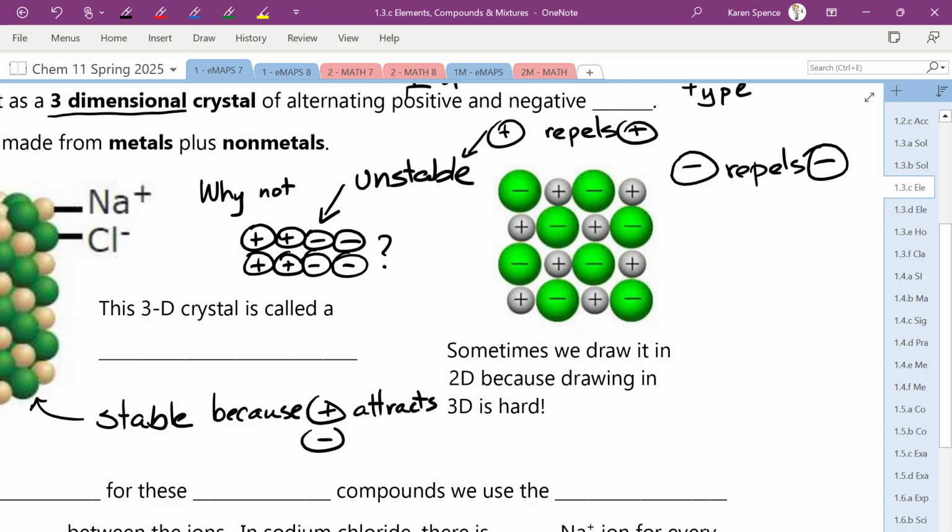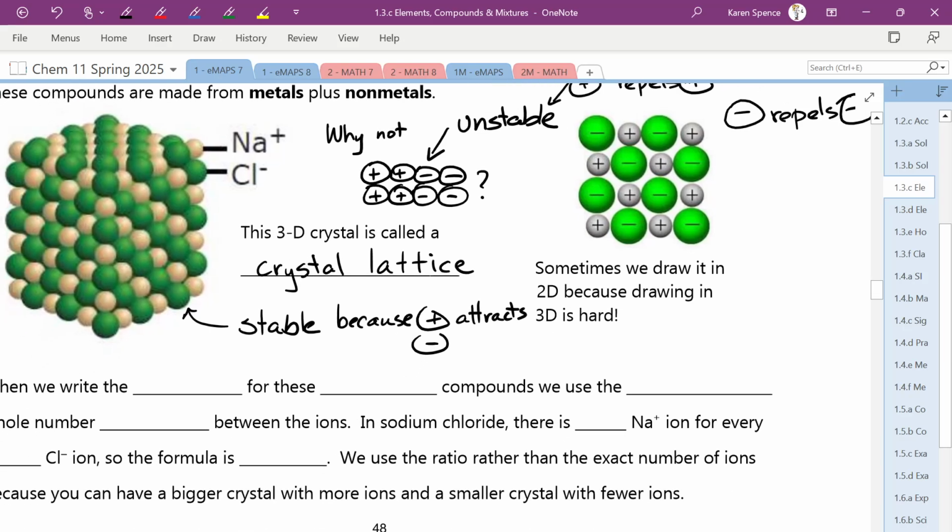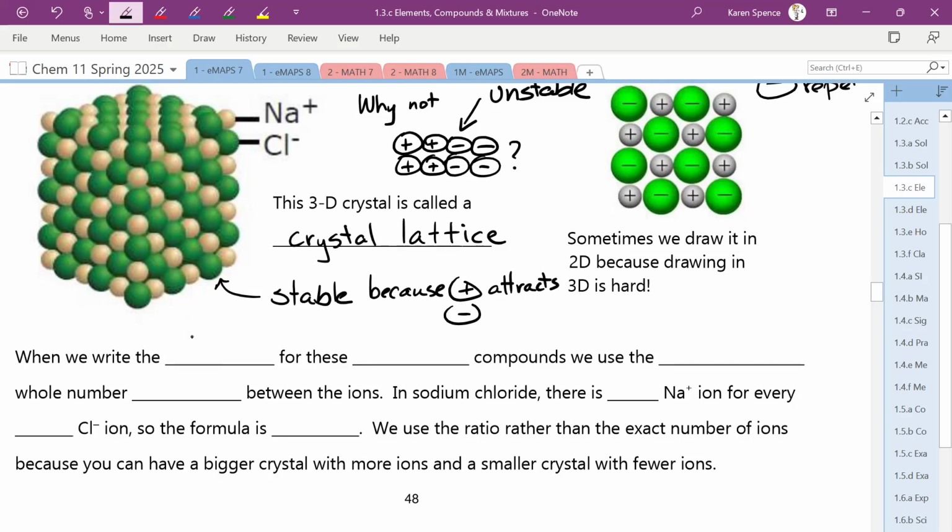Okay. So this 3D crystal is called a what? A crystal lattice, not lettuce, but lattice. When we write the formula for these, now what types of compounds are these? Are these covalent compounds? No, what kind of compounds are these? They are made of ions.